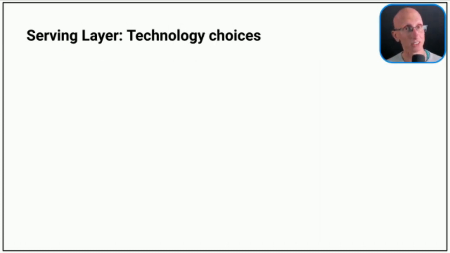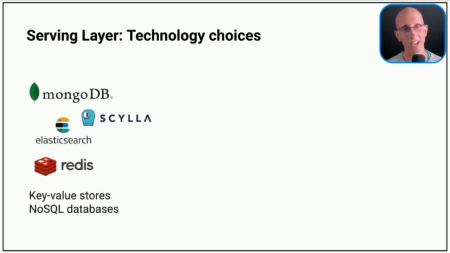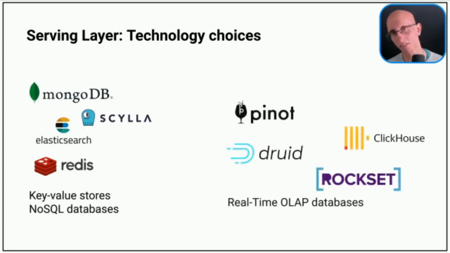And the technology choices under the serving layer generally fall into two types. So we've got the key value stores and NoSQL databases. So that's your Redis, your Elasticsearch, your Mongos. And then over on the right hand side, we've got more recent additions. So these are kind of databases that are optimized for doing real-time querying. So we've got Apache Pinot, we've got Druid, ClickHouse, and Rockset.